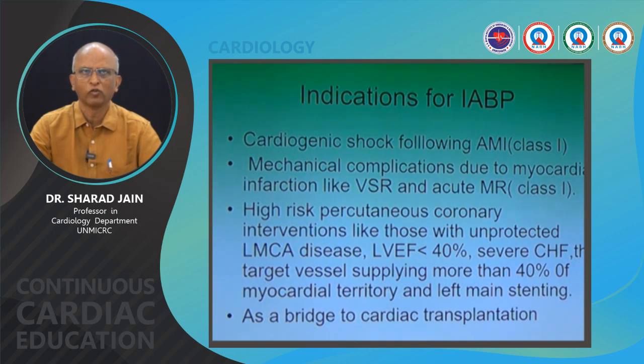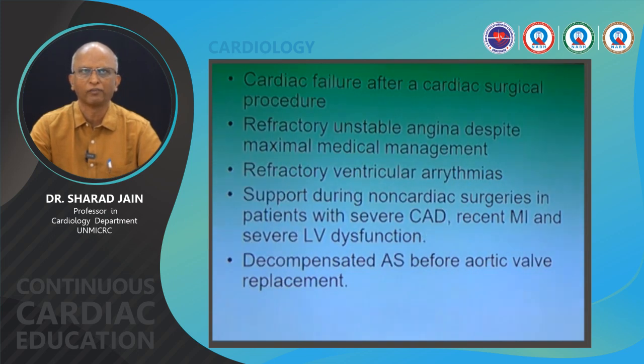Then the patient is going for high risk coronary interventions, like those with unprotected left main disease, with severe LV dysfunction, severe heart failure, or left main stenting as a precaution, or absolutely when you are doing primary PCI in case of acute MI with cardiogenic shock, and it is used also as a bridge to cardiac transplantation.